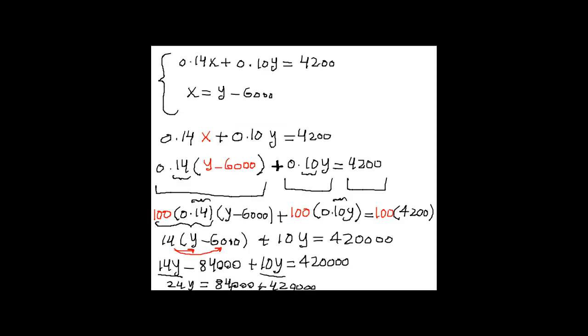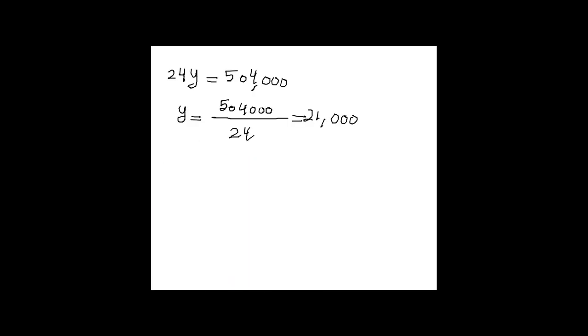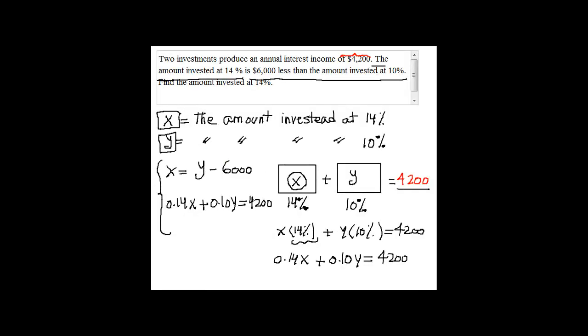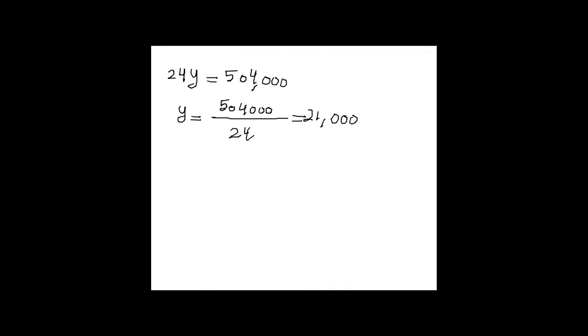We'll go back one more time, make sure we can follow this. Now here we have 24y. We're adding 84,000 to both sides of the equation here. When you add 84,000 to both sides of the equation, then you would see 84,000 to the right of the equation with a plus sign in front of it, and when you add those two, you would add up to 504,000 and divide both sides by 24. The amount that we're investing in the account that gives us 10%, we already figured out is 21,000.